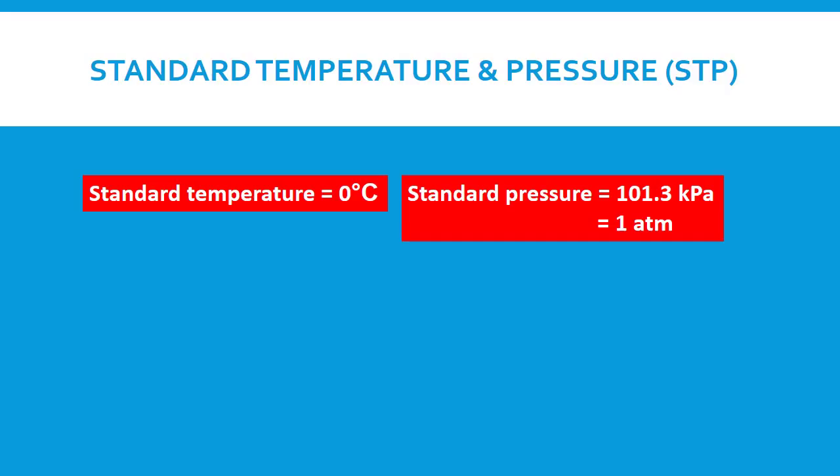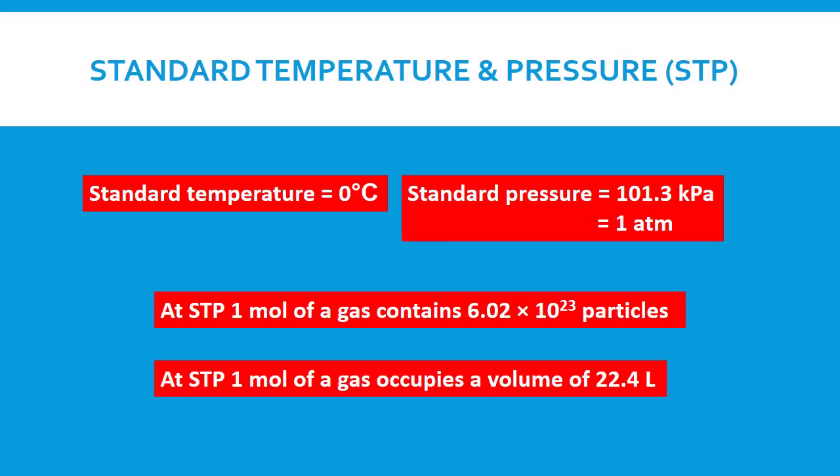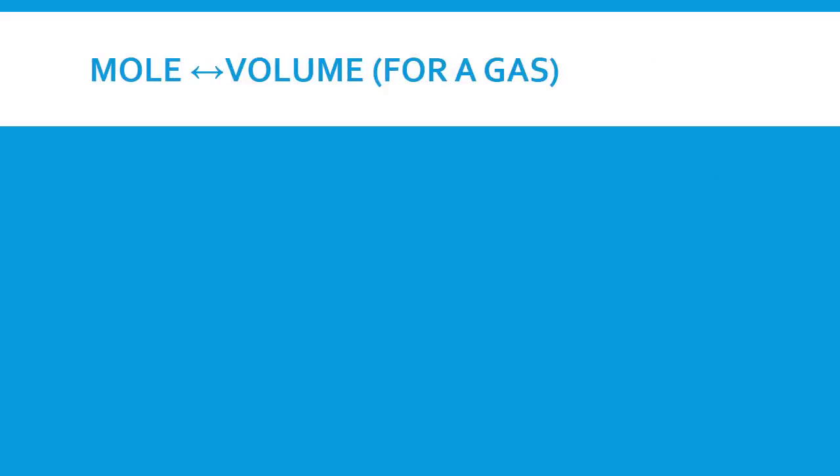So at STP, 1 mole of a gas contains Avogadro's number of particles, 6.02 times 10 to the 23rd particles. And also at STP, 1 mole of a gas occupies 22.4 liters. That quantity, 22.4 liters, is called the molar volume of a gas. Now, the molar volume is used to convert between number of moles of a gas and the volume of the gas at STP. So this is our molar volume: 1 mole of a gas at standard temperature and pressure occupies 22.4 liters.